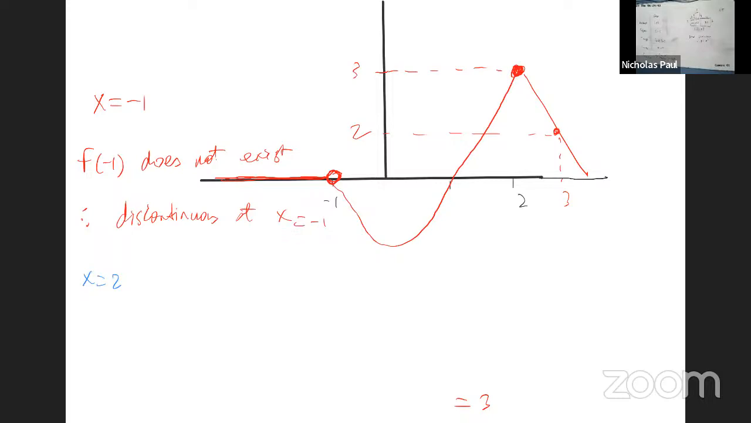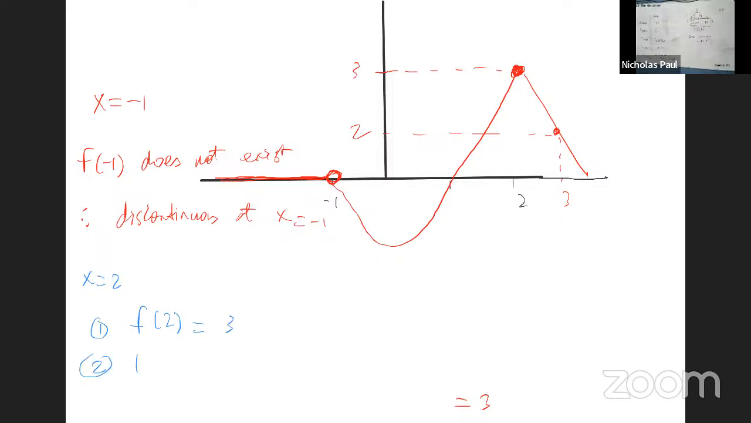There you go. Nothing? Trouble? Yeah, all right, help more then. Right, so let's start. F of 2. When x is 2, what you got for y? How much? 3, very good.